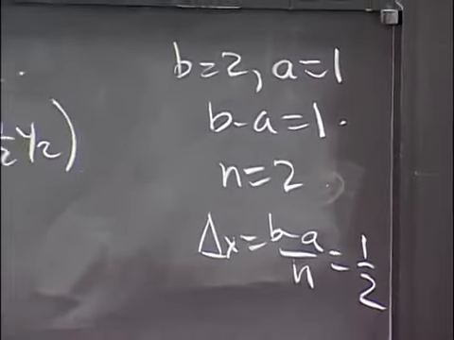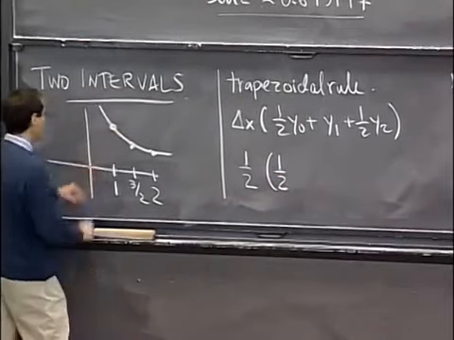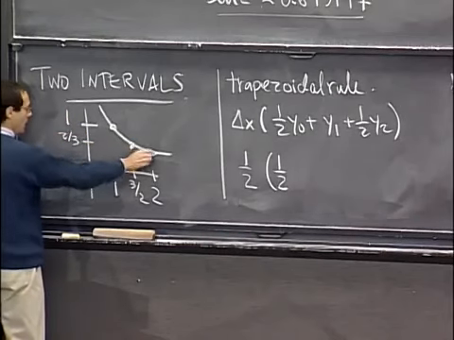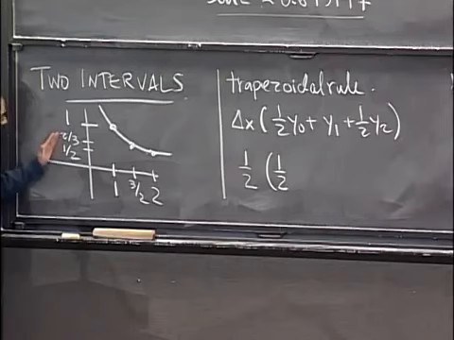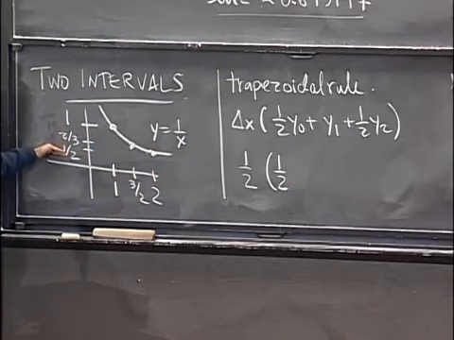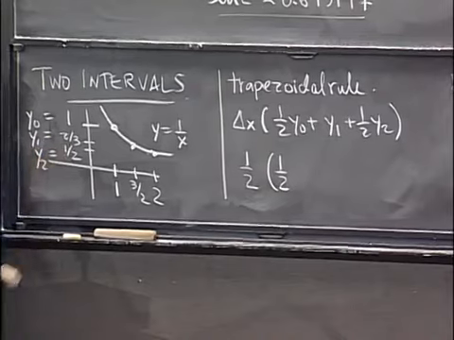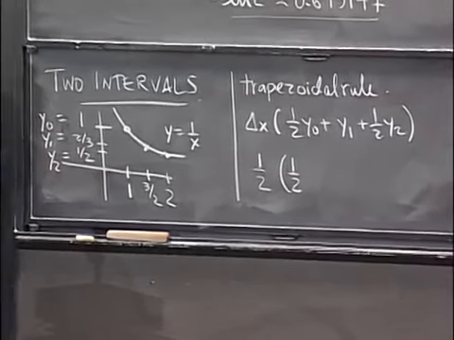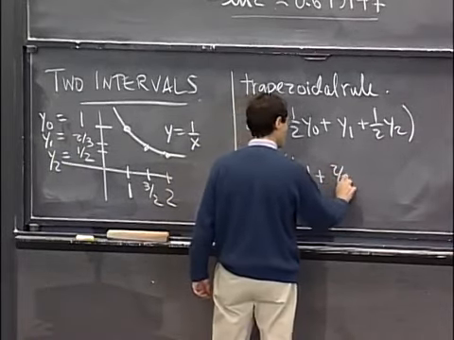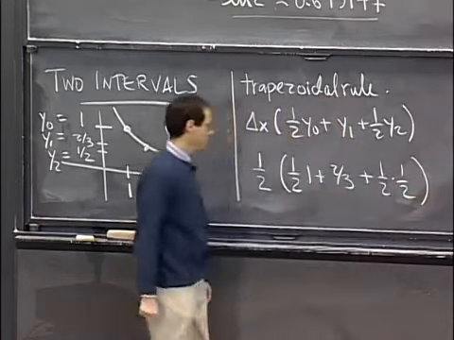So here's what we get. And let's just see what this number is. It's a half of the value here. Well, let's just check what these values are. This value is 1. This value over here is 2/3. And the last value is a half. Because the function, of course, was y equals 1 over x. And those were the 3 values that we have. So this one is y0, this one is y1, and this one is y2. So here we have a half times 1 plus 2/3 plus a half times a half.